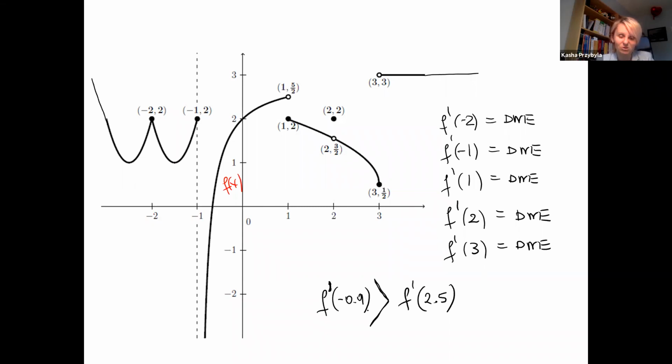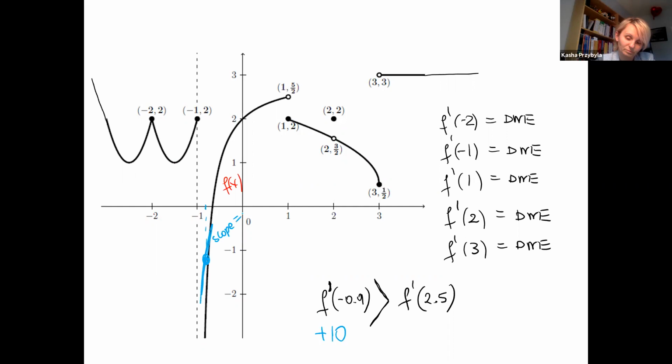And can we maybe approximate? We will not ask you to approximate, but just right now, just to have an idea, what do you think the derivative at negative 0.9 is? Is it positive or negative? It's definitely positive because the point is somewhere here, and we're looking at the slope of that tangent. It's huge. Let's say 10.